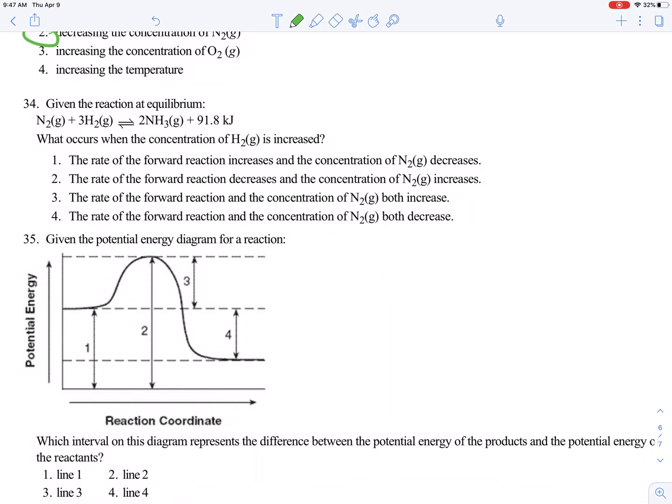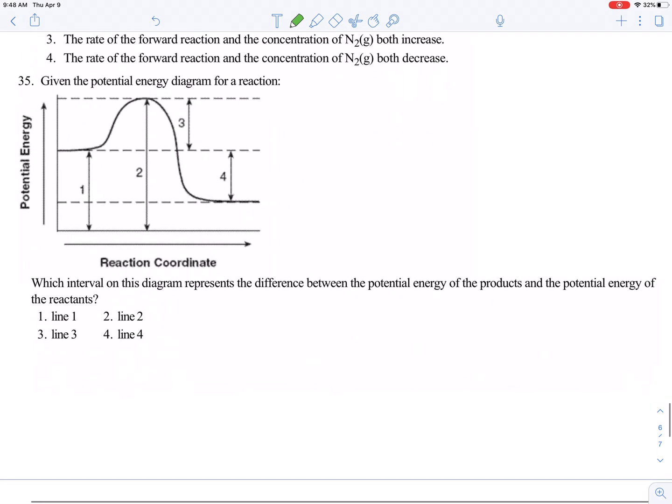34, what occurs when hydrogen is increased? So CIA, this goes up, I shift to the right. NH3 will go up, N2 will go down. So rate of the forward reaction will increase, and the N2 will decrease. That's choice 1.